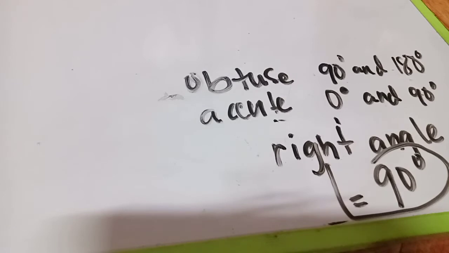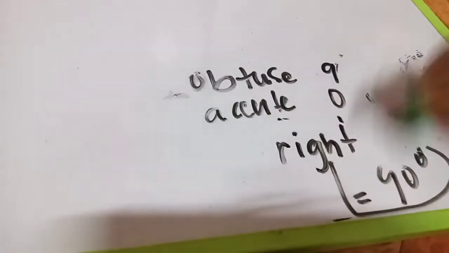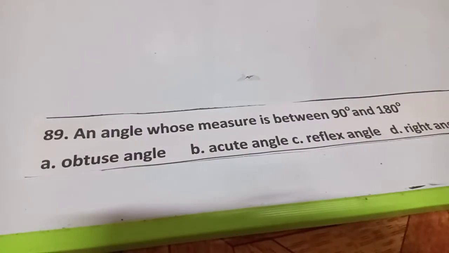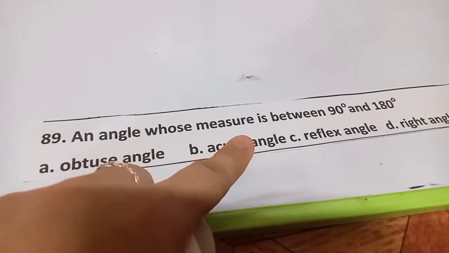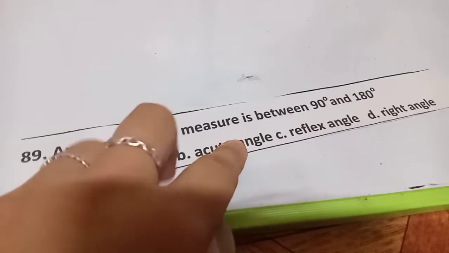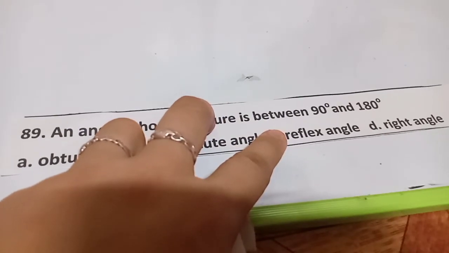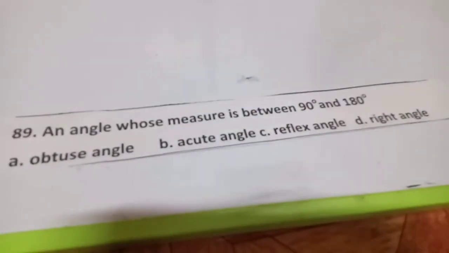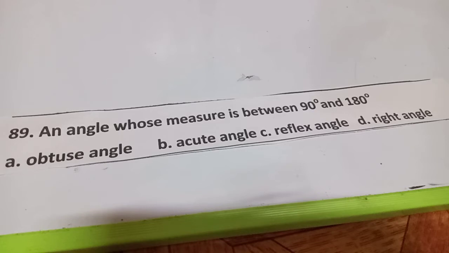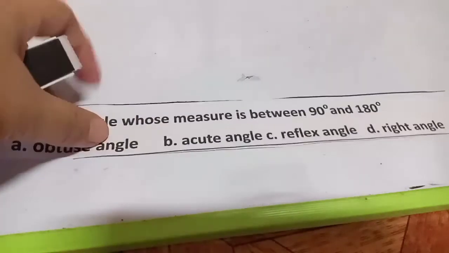Okay, let's proceed to number 89. Same. An angle whose measure is between 90 degrees and 180, automatically that is letter A. Again, acute angle is from 0 to 90, while the reflex angle is mostly from 180 to 360, while the right angle is exactly 90 degrees. So the answer is letter A. Okay, so let's proceed to number 90.